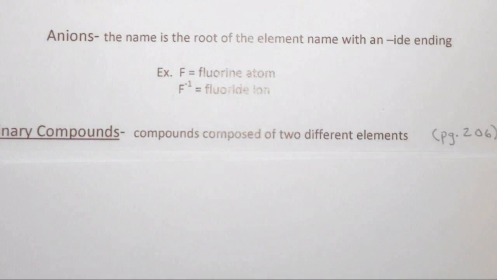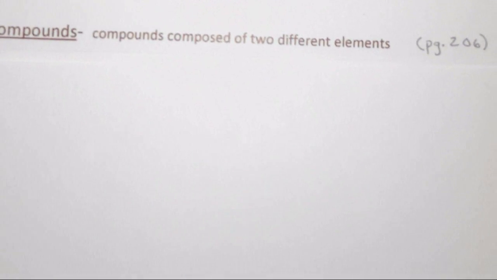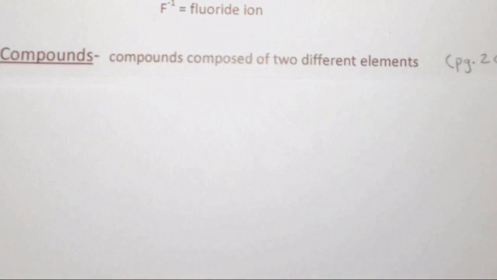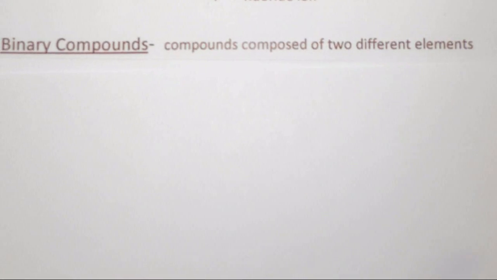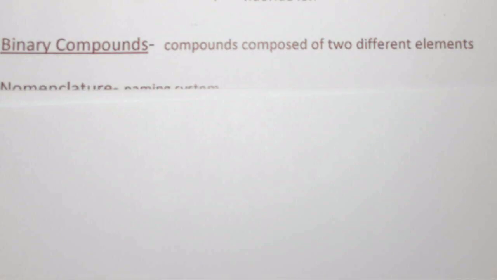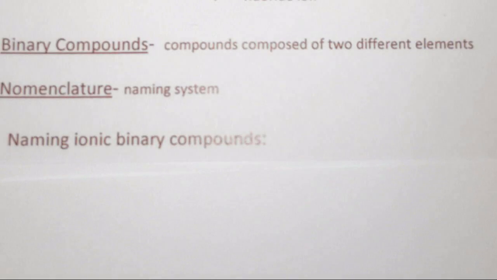Okay, a binary compound. The word binary makes you think of how many? Two. So a binary compound is a compound that's just made up of two different elements. What you're going to be learning is called nomenclature. The word nomenclature simply means a naming system. And we are going to begin by learning the naming system for ionic binary compounds.